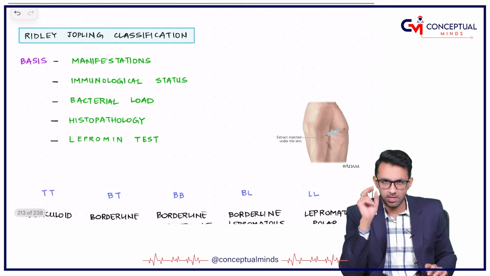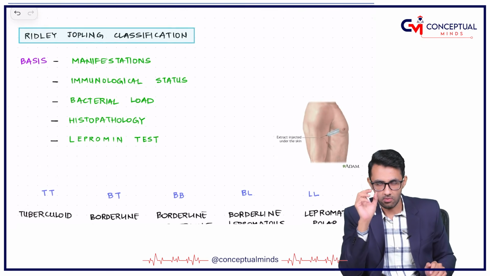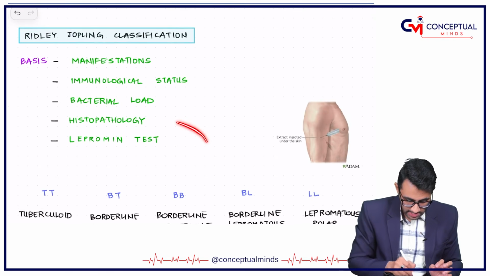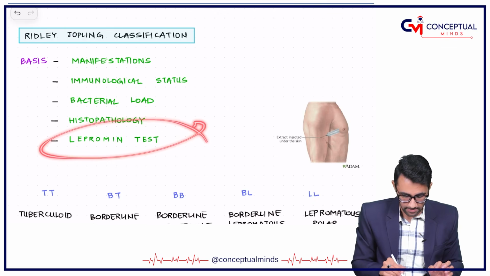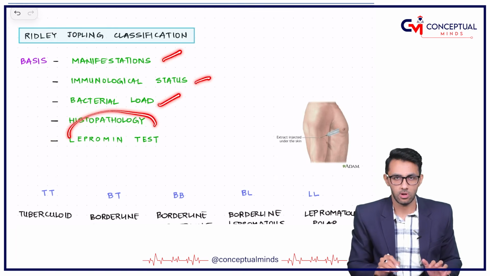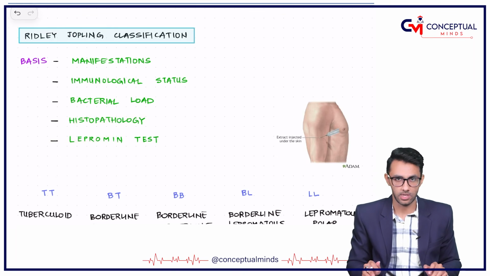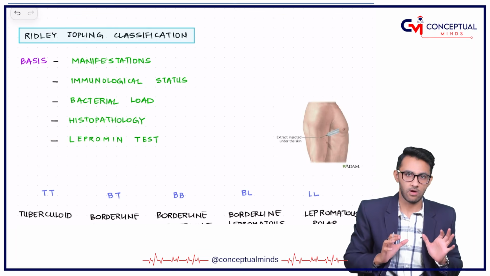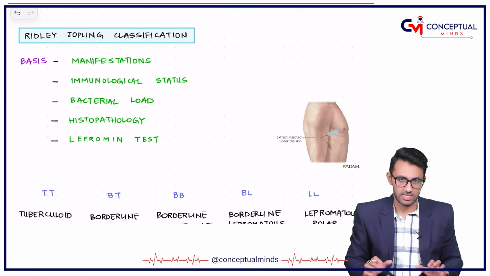Now, the Ridley-Jopling classification we saw. How did we come to the conclusion? We considered the clinical manifestation, the immunological status of the patient, the bacterial load, and the histopathological findings in the patient. So that was the mainstay of the Ridley-Jopling classification.